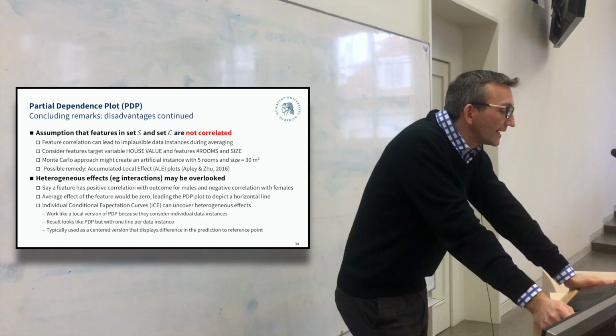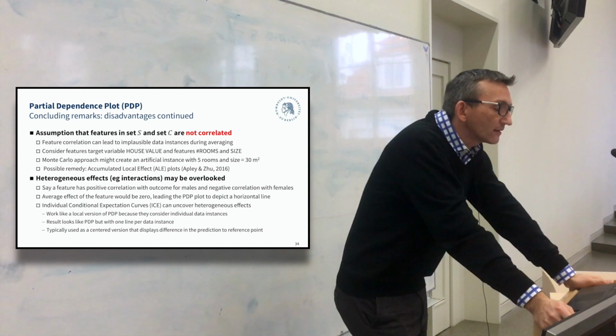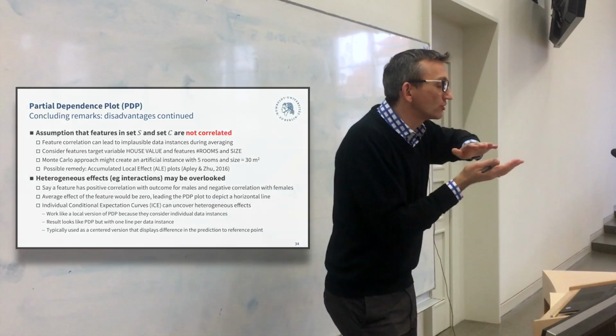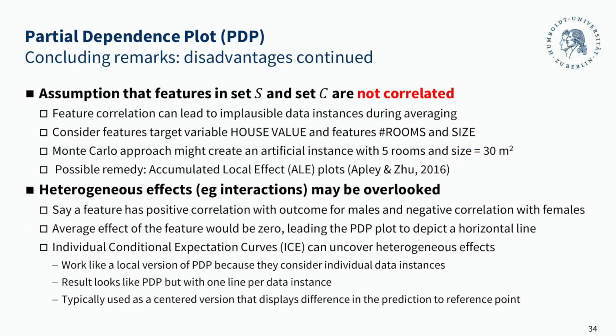Another issue is that you might overlook heterogeneous effects, i.e. interactions in PDPs because of the average. The example is intuitive, right? If you have a feature which interacts with gender, and the relationship to the target is positive for all females and negative for all males, averaging, the relationship to the target would then be 0, and the PDP would tell you this feature is not important, whereas in fact it was just interacting with gender, but you didn't notice that.